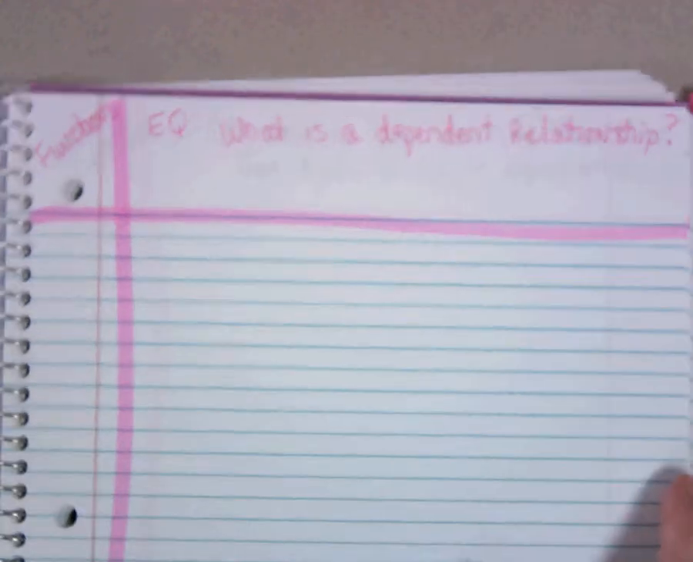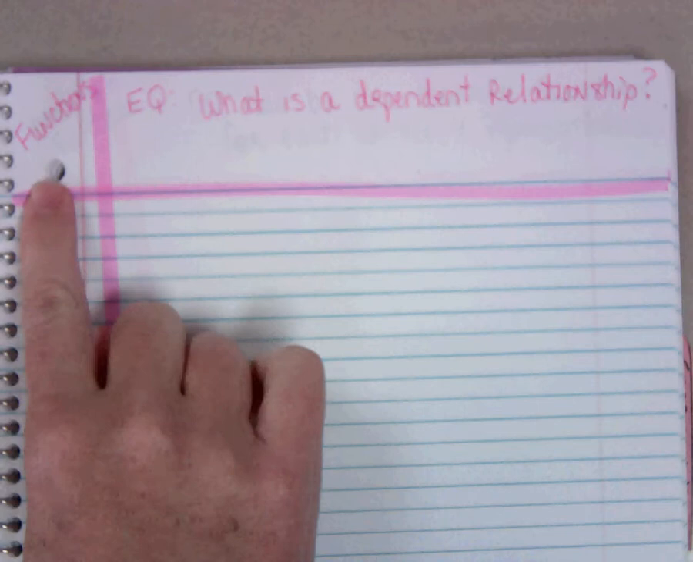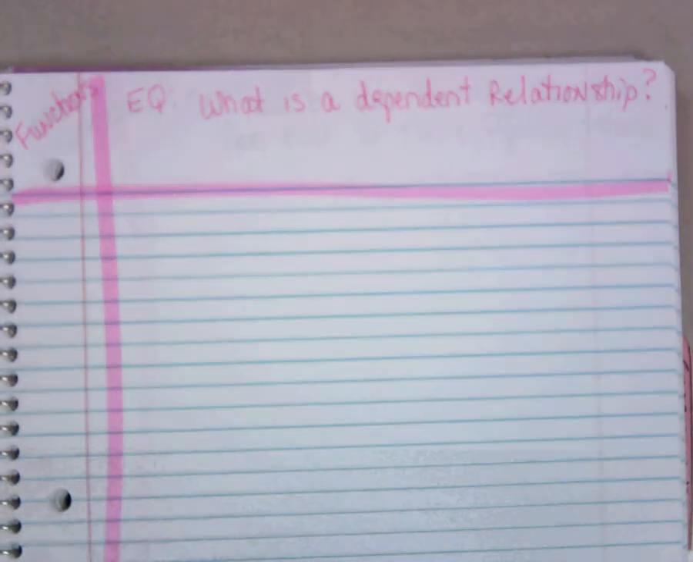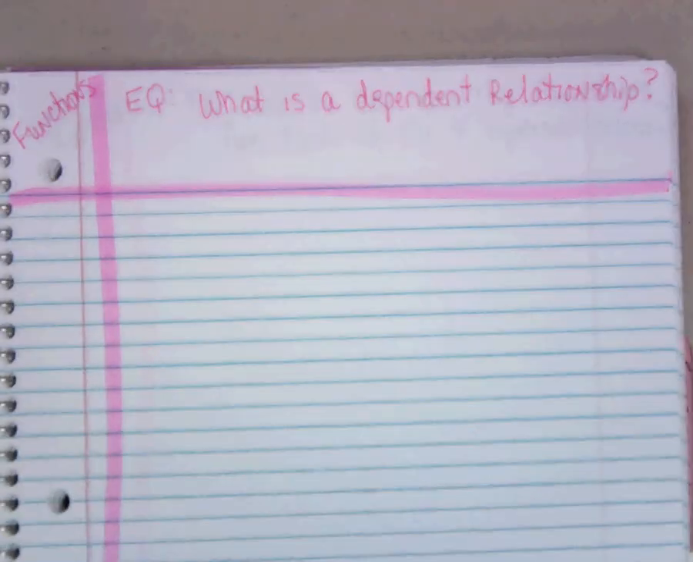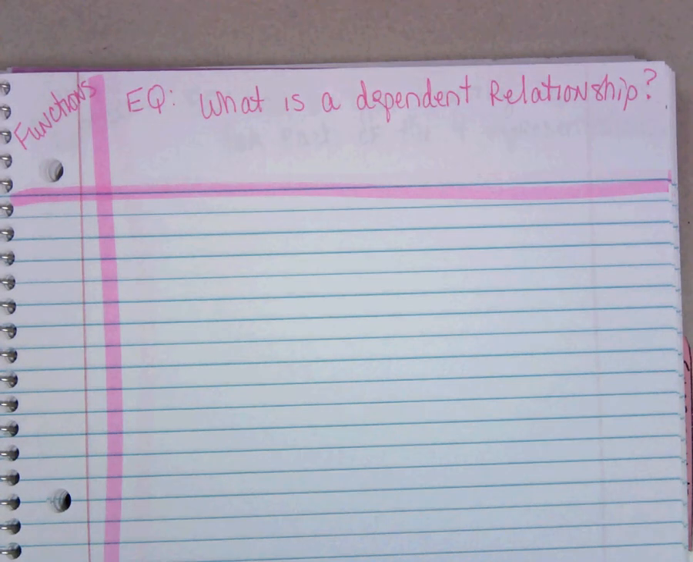In this lesson, we're going to talk a little bit about some different vocabulary to do with functions. We are starting a new unit, so make a new tab. You can title your tab Functions. Our title for today is Functions, and our essential question is, what is a dependent relationship? That's what we're looking at today. So take a minute and get your notebook set up.